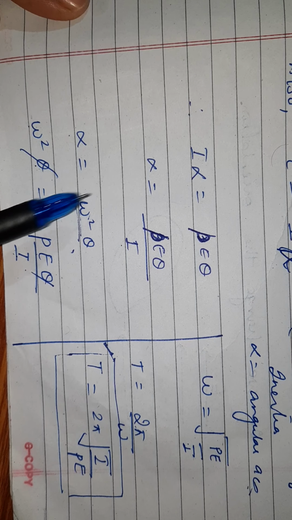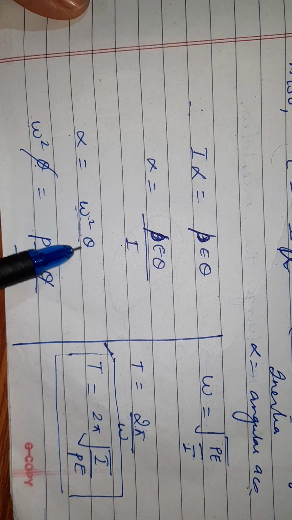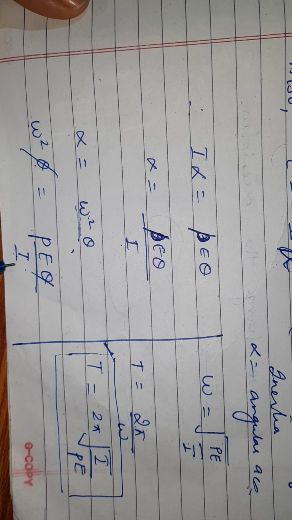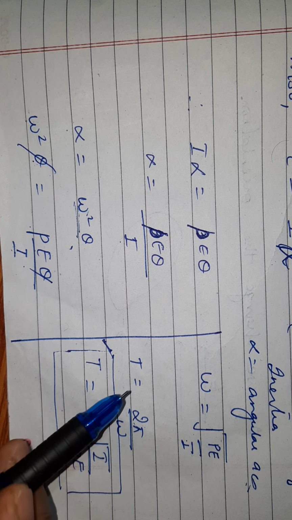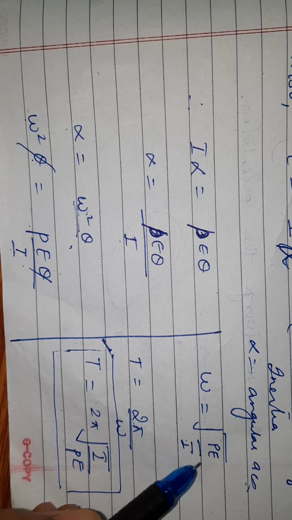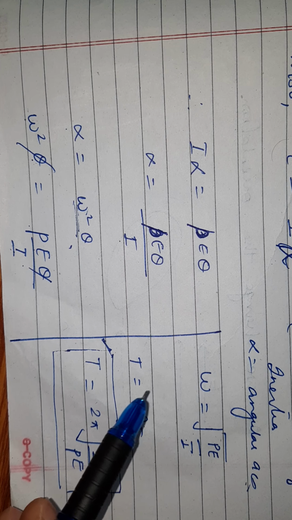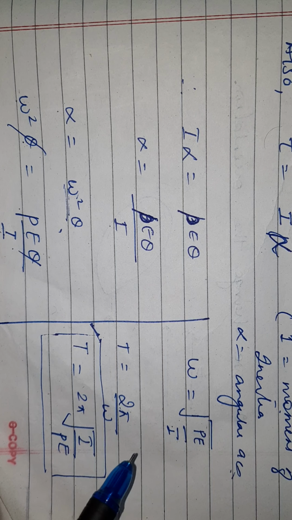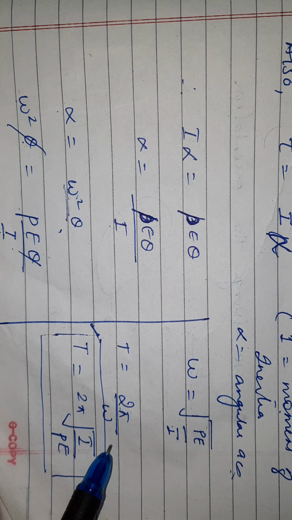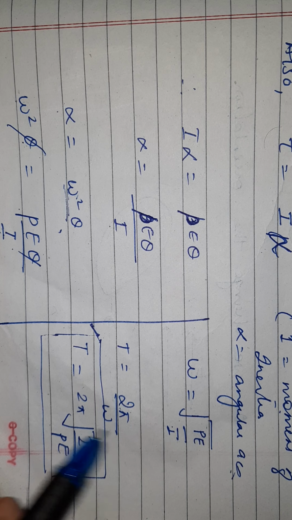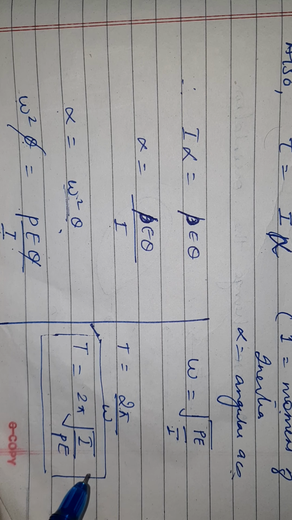Now in place of alpha, put omega square theta in this equation. So omega square theta is equal to PE theta upon I. So omega is equal to root over PE upon I. So time period, you all know, is 2 pi upon omega. So time period is equal to 2 pi root over I upon PE. So this expression is useful for the numericals.